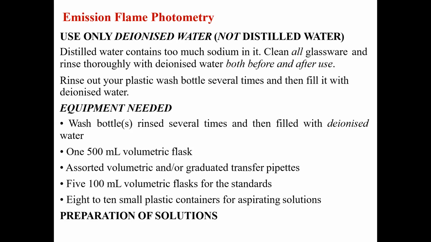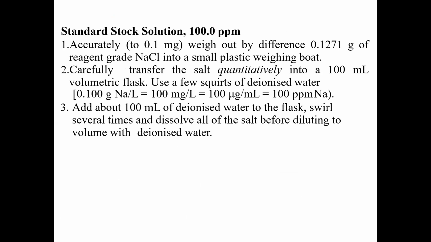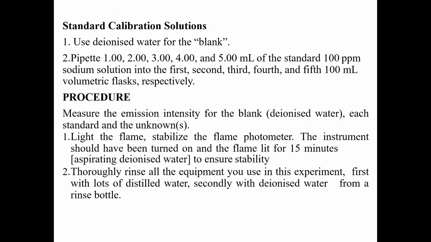The equipment needed: one 500 ml volumetric flask and assorted volumetric flasks. Filtration of the solutions is given. Standard calibration procedure: measure the emission intensity for the blank with deionized water, each standard and the unknown. First, you have to light the flame and stabilize the flame photometer. The instrument should have been turned on and the flame lit for 15 minutes to ensure stability.